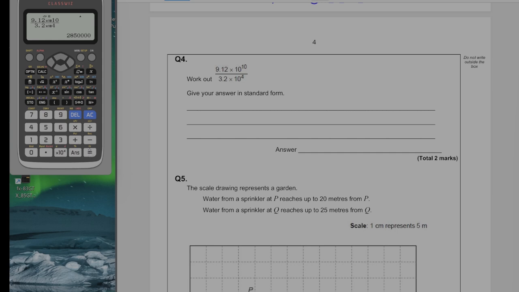To give your answer in standard form, so I'm just going to say calc equals 2851234. I'm going to put my decimal point there, so it's going to be equal to 2.85 times by 10 to the, I know I've got 1, 2, 3, 4, 5, 6 to the power 6. So 2.85 times by 10 to the power 6.